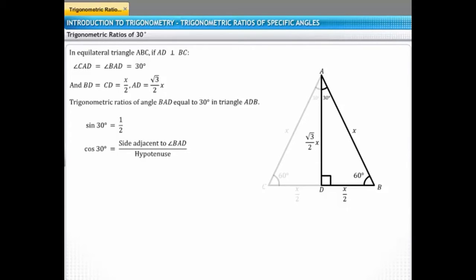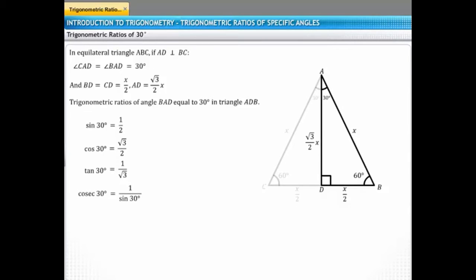Cos 30 degrees is equal to the ratio of AD, the side adjacent to the angle BAD, and the hypotenuse AB. Putting in the values of AD and AB, we get cos 30 degrees as root 3 by 2. Tan 30 degrees is equal to the ratio between sin 30 degrees and cos 30 degrees. Putting in the values of sin 30 degrees and cos 30 degrees, we get tan 30 degrees is equal to 1 by root 3.